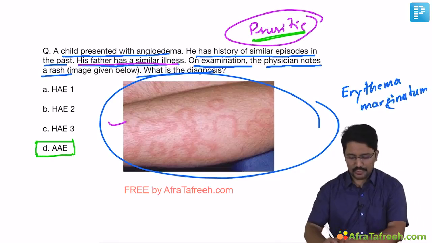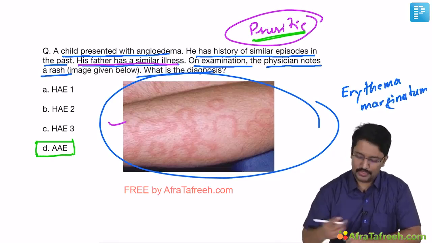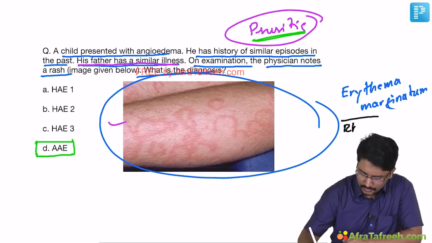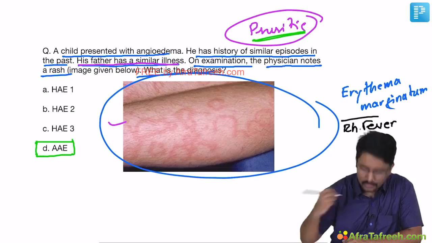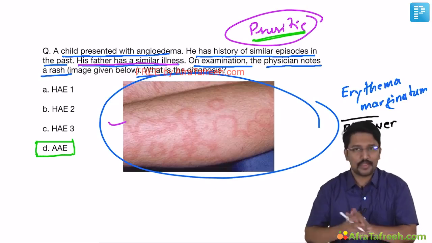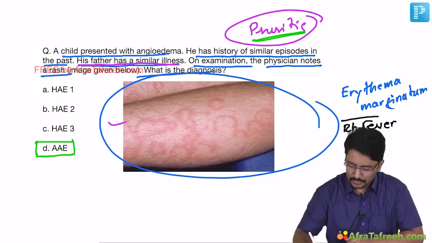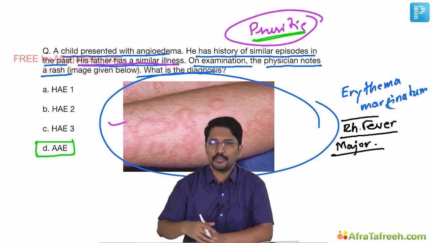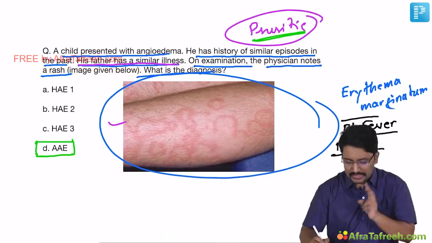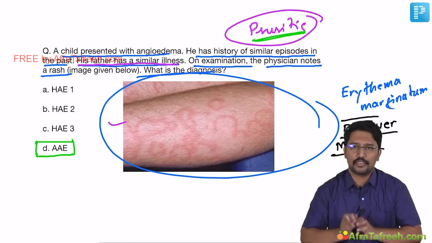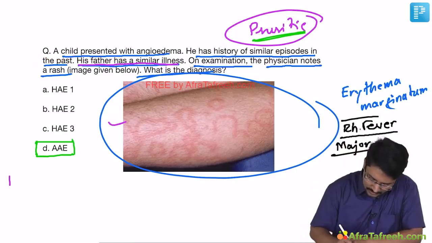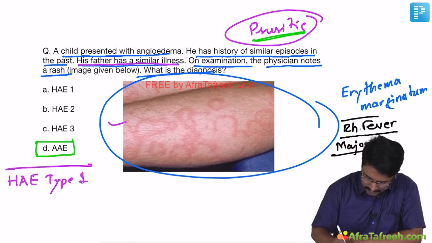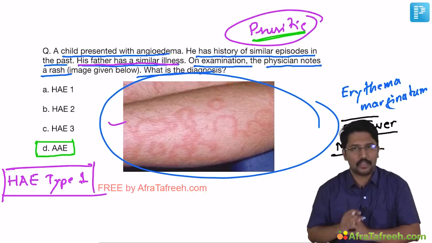In which condition do you see erythema marginatum rash? Yes, you see erythema marginatum rash in patients with rheumatic fever. Though it is a very rare finding in patients with rheumatic fever, it is one of the major criteria for diagnosis of rheumatic fever, if you remember the revised Jones criteria. But the second most common reason for someone to develop erythema marginatum is hereditary angioedema type 1. Yes, this is our answer in this question.